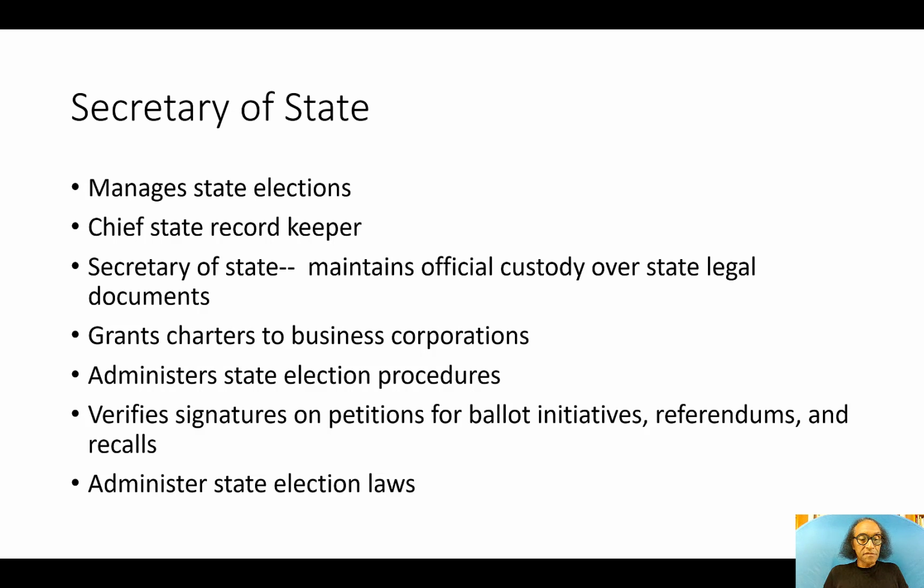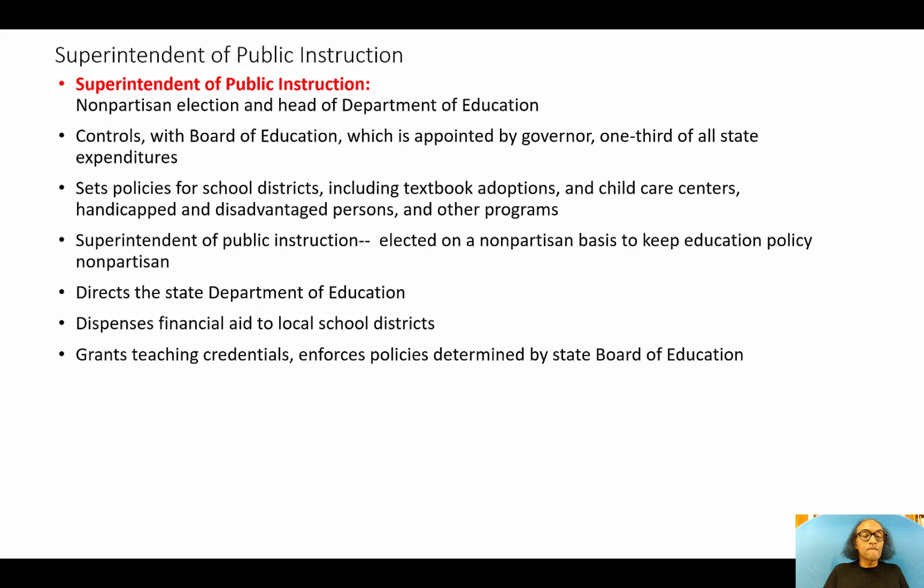Among its important functions are, of course, the administration of state election procedures. It sets elections, enforces applicable laws and rules, verifies signatures on petitions for ballot initiatives and referendums and recalls, and overall administers the state's election laws.